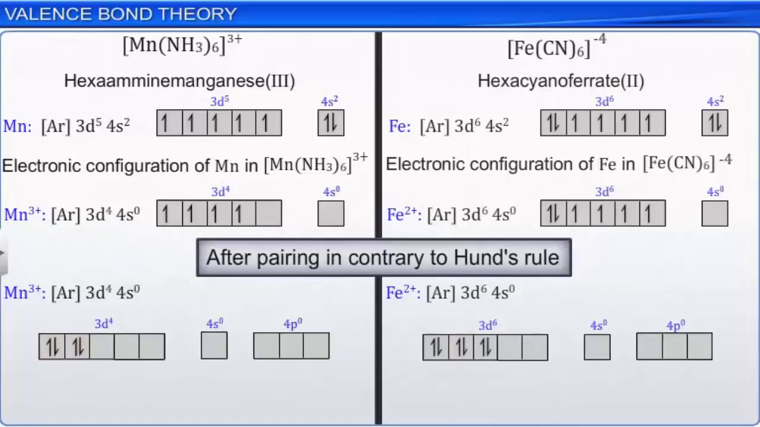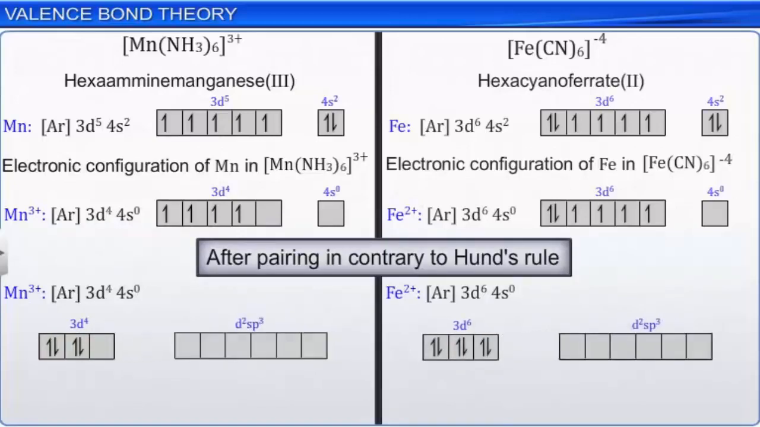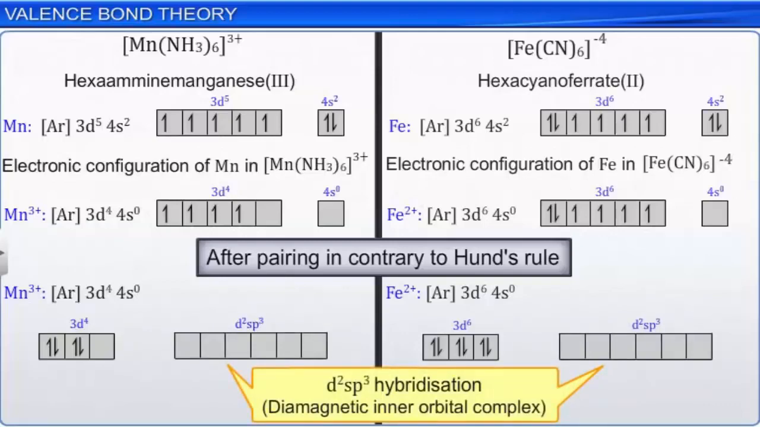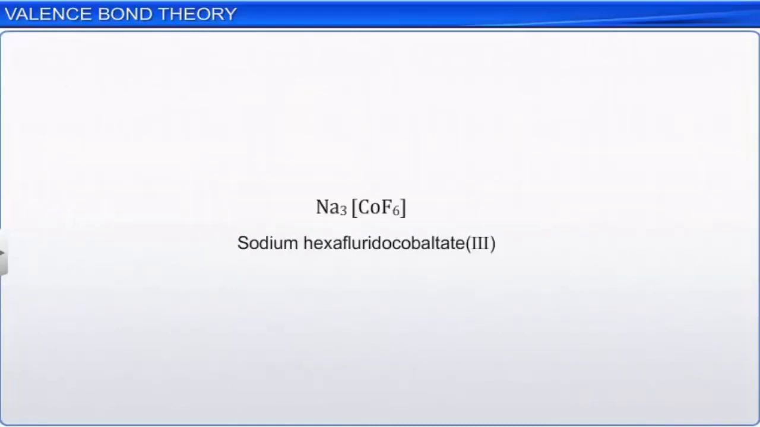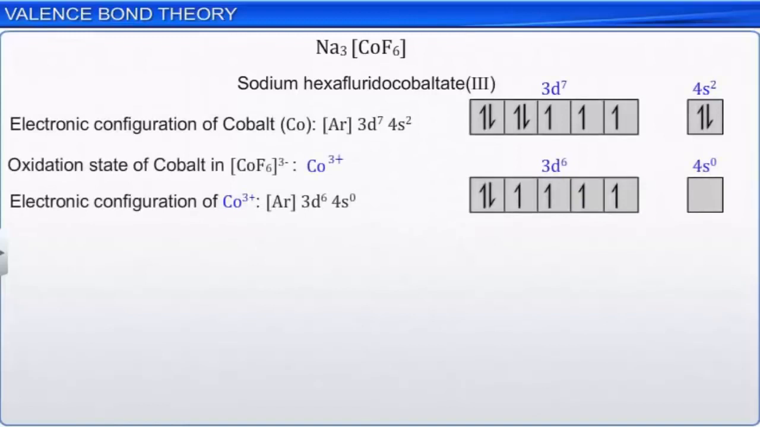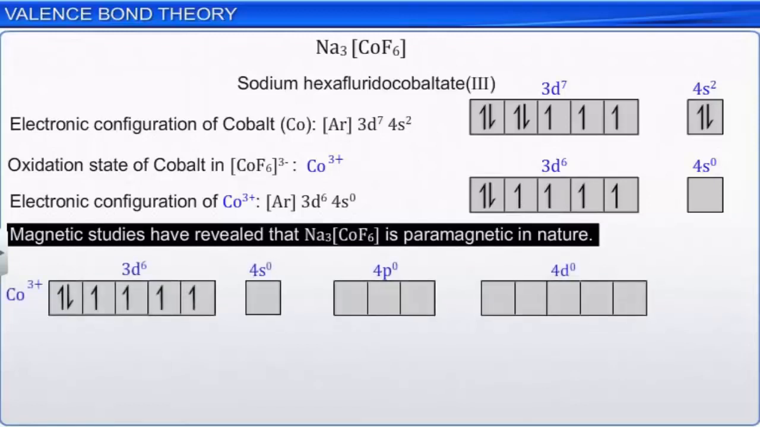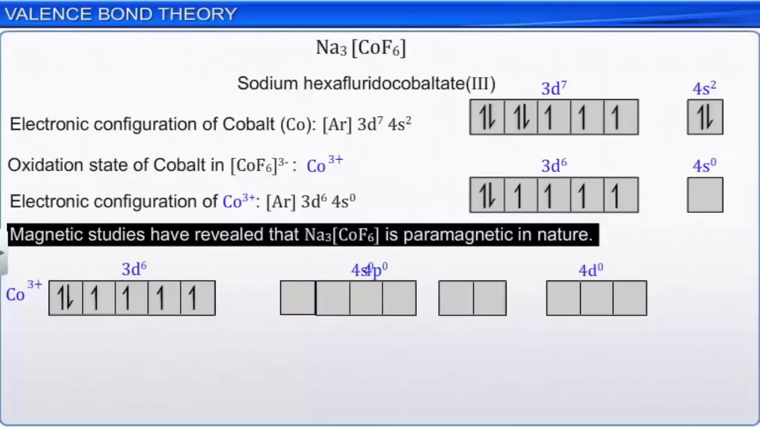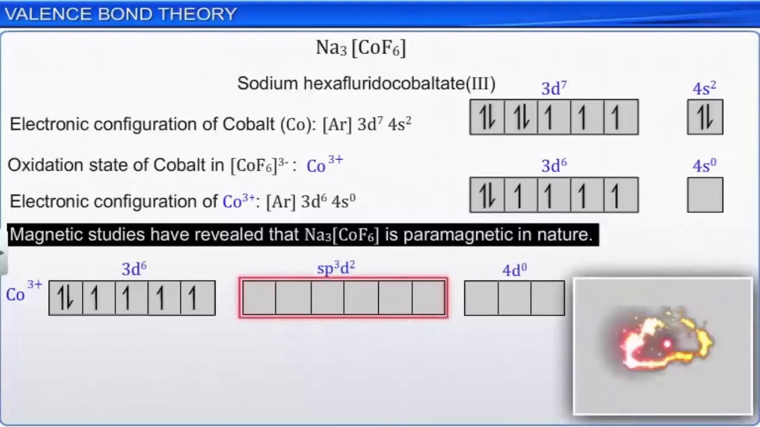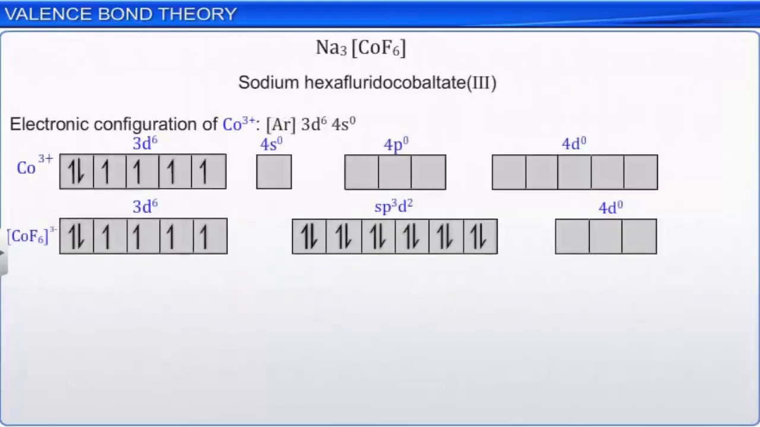Now let us examine a paramagnetic complex, sodium hexafluoridocobaltate(III). In this complex also, cobalt is in +3 oxidation state. Magnetic studies indicate the paramagnetic nature of the complex. This is possible only when the outer 4s, 4p and 4d orbitals undergo hybridization. Thus, the cobalt ion undergoes sp3d2 hybridization and has octahedral geometry. As the outer d orbitals are utilized for hybridization, the complex is also called an outer orbital complex or high spin or spin-free complex.